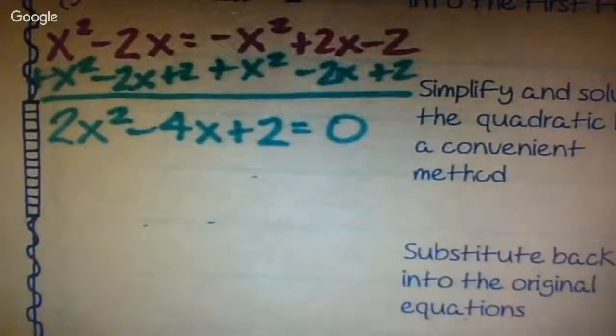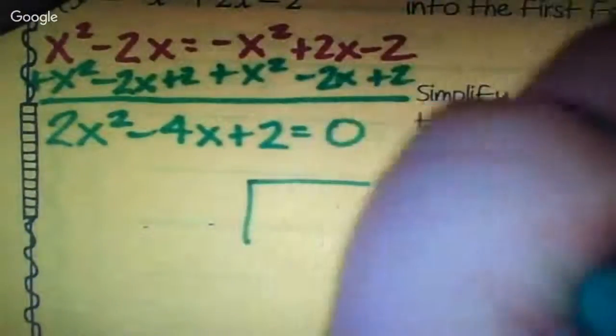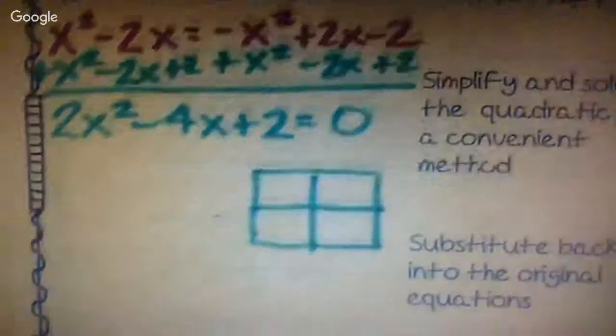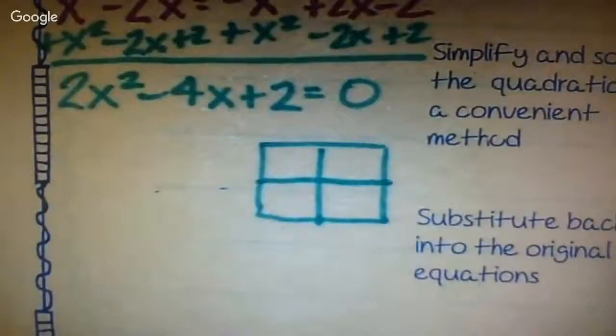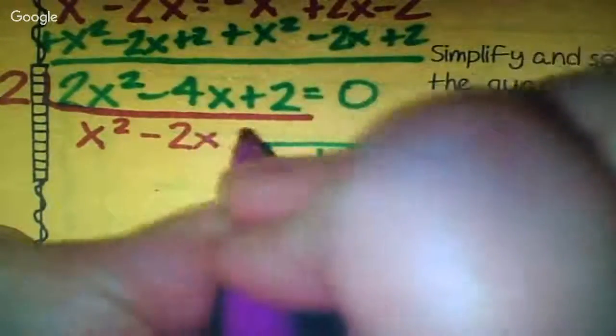All right, so now, just because your a value is a 2, I would not complete the square with this one. What you want to do instead? Factoring. All right, so we need a box. Okay, before I put stuff into my box, what's the first thing you should ask yourself? Is there a greatest common factor? It is. Yes, there's a 2. So let's pull out that 2. Which means I'm left with x squared minus 2x plus 1.